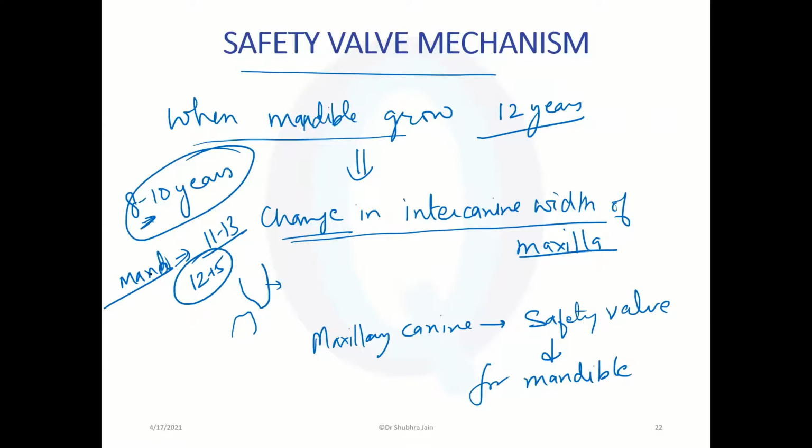So how is it compensated? How do we guide the mandible? There is some change in the intercanine width of the maxilla at around 11 to 12 years when the mandible is growing. So the maxillary canines act as a safety wall for the growth of the mandible.